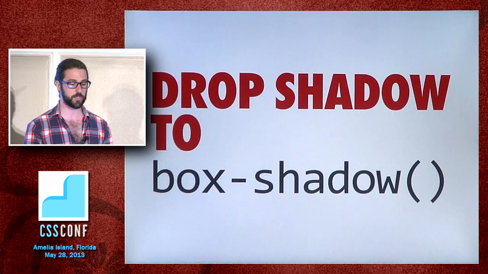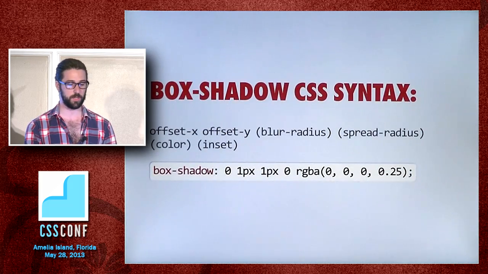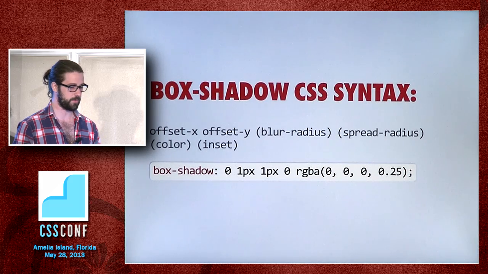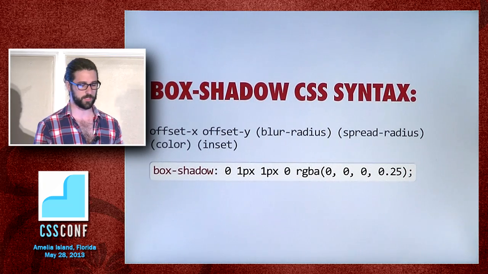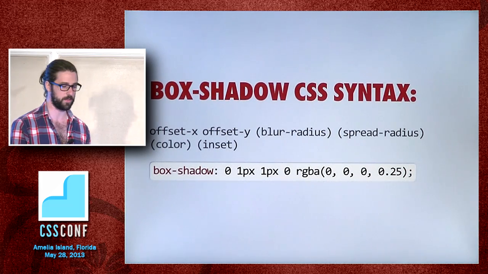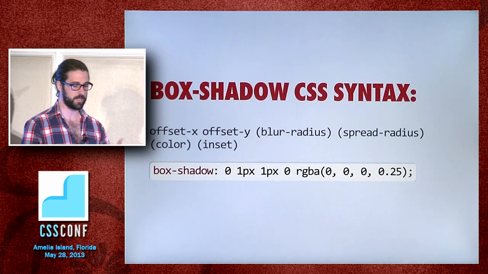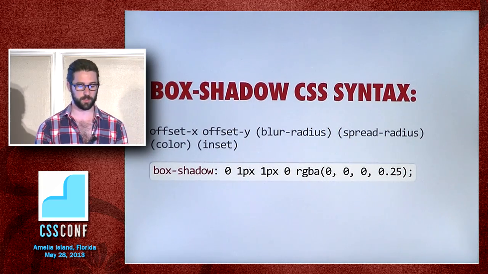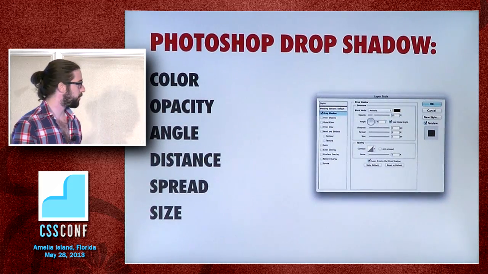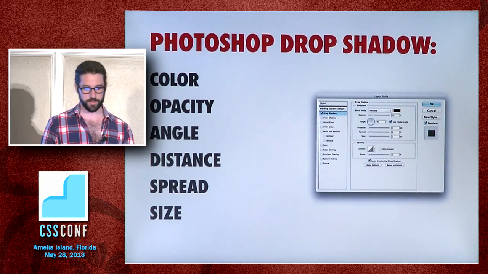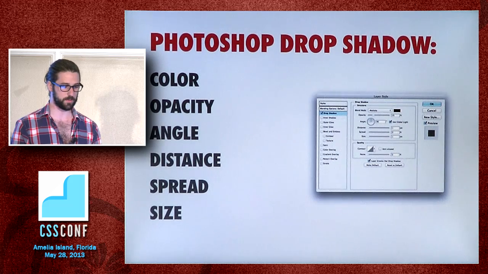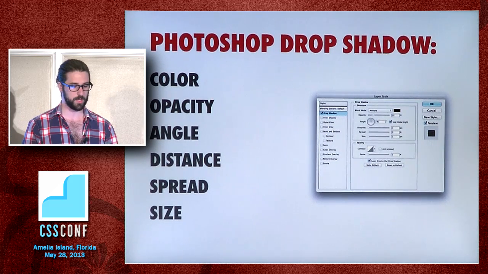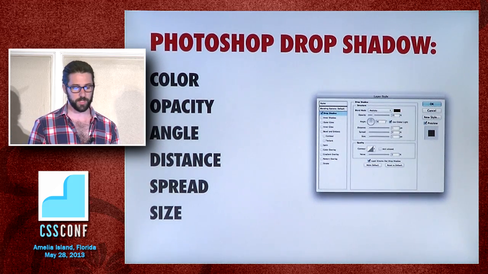We're going to start with Drop Shadow and how to turn that into a CSS box shadow. And so this is a CSS conference, so I assume you've all written a box shadow before, but just to make sure we're all on the same page. The CSS syntax, we have X and Y offset, the blur radius, the spread radius, and then a color. And so this is what Photoshop gives us, which is pretty similar, but there are some important differences. Color and opacity is straightforward, and spread and size are pretty close to what we need.